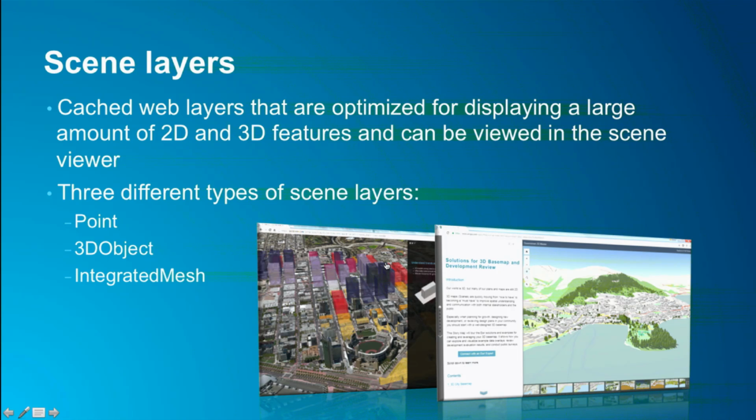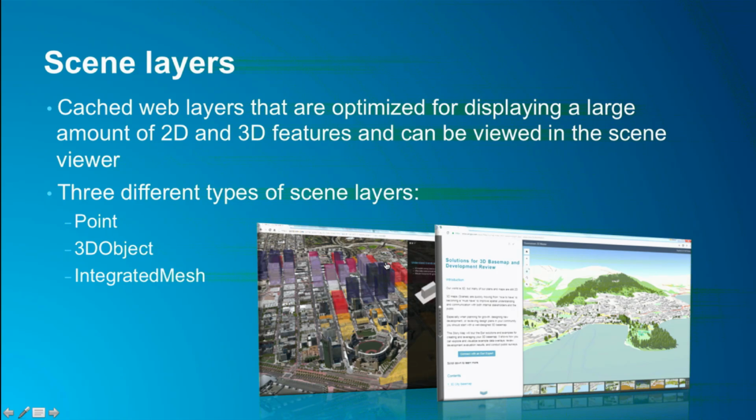We have the 3D object scene layer, which is good for extruded buildings or multipatch features. That can also be generated now in 1.4 in a scene layer package, or you can publish it from a feature layer in ArcGIS Online today. So I'm going to be showing that workflow in a minute.